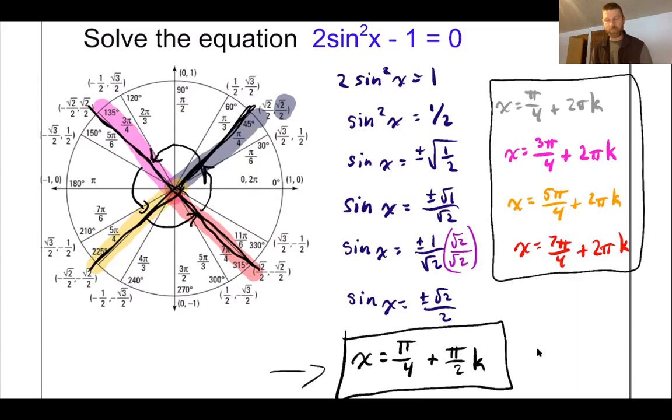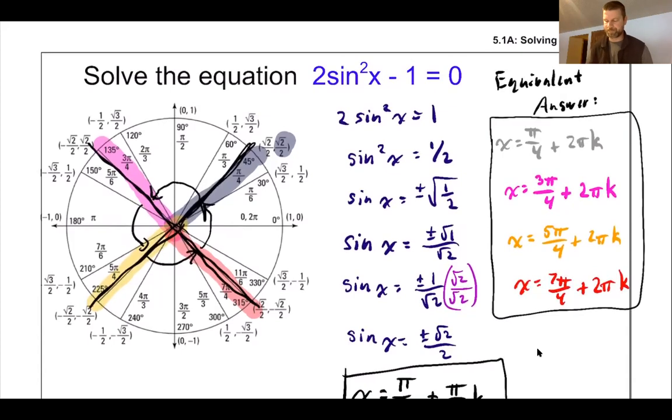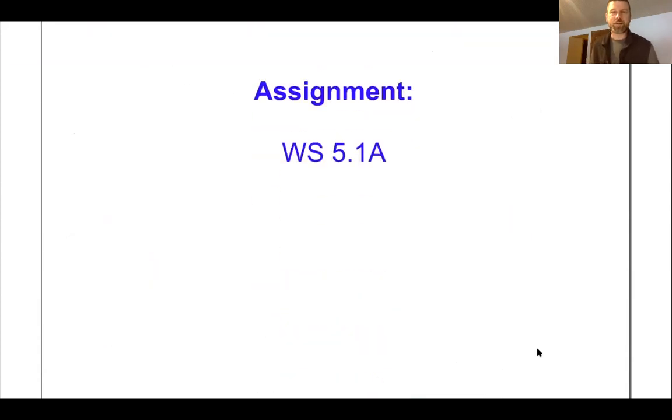So having an efficient way, if they're evenly spaced, makes it really nice. I could give my answer in just a single answer like that. Or if you prefer, you can write your answers out, all 4 of them. They both work.